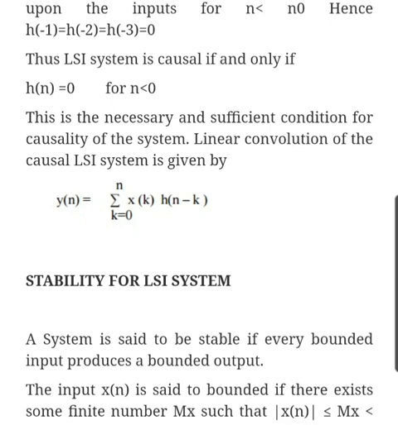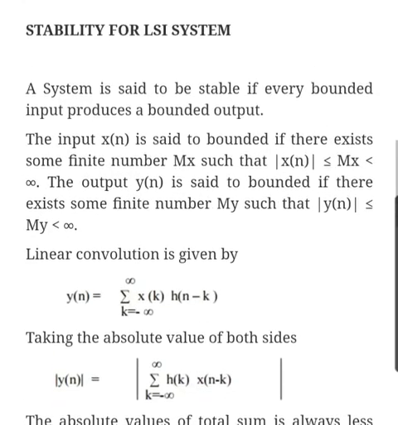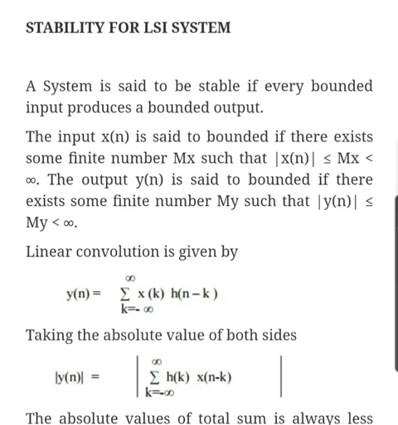So next is stability for an LSI system. A system is said to be stable if every bounded input produces a bounded output. The input x(n) is said to be bounded if there exists some finite number Mx such that the modulus of x(n) is less than or equal to Mx, which is less than infinity, and the output y(n) is said to be bounded if there exists some finite number My.